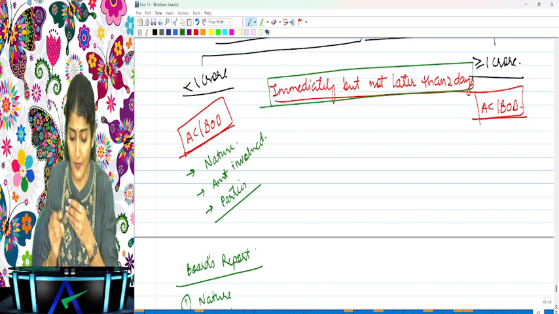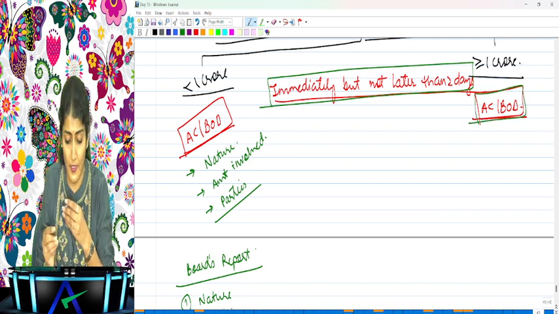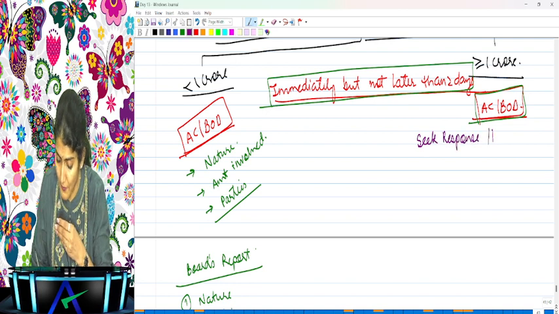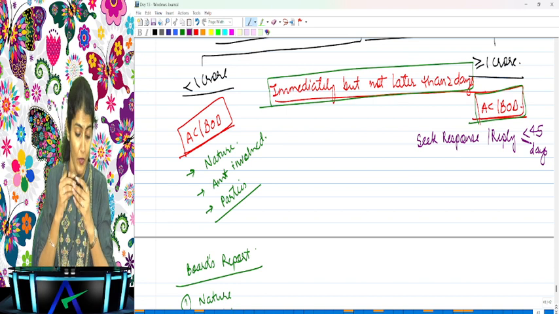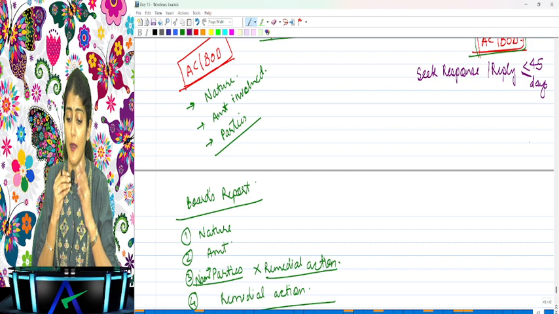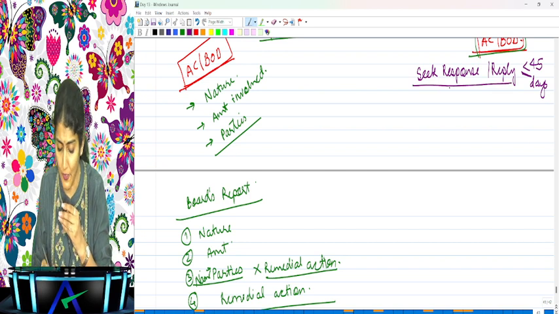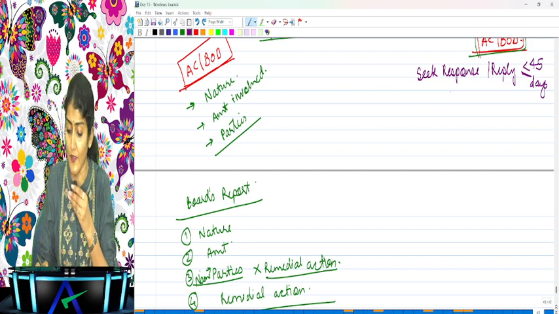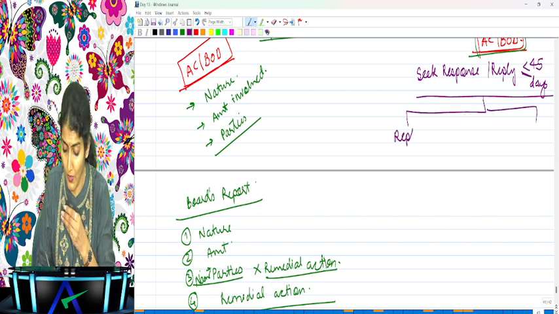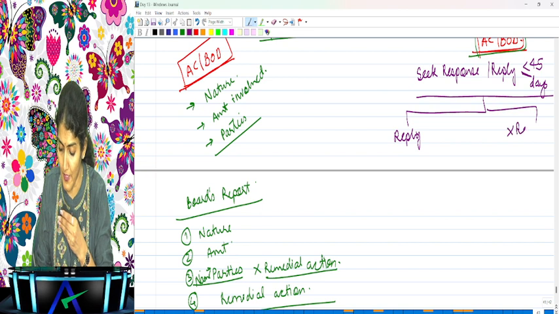Immediately but not later than 2 days, you report it to the audit committee or board of directors, and now you seek their reply or response within 45 days, right? So for 45 days you wait for their reply. You need to wait for their reply or response for how many days? 45 days. And then there are two possibilities: they reply, or there is no reply from the audit committee or board of directors.